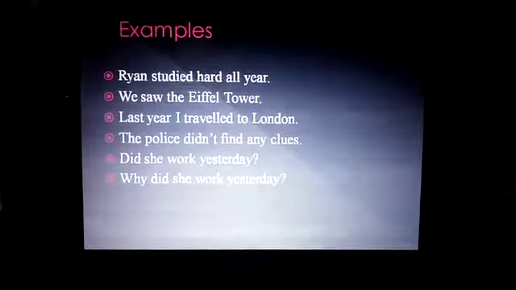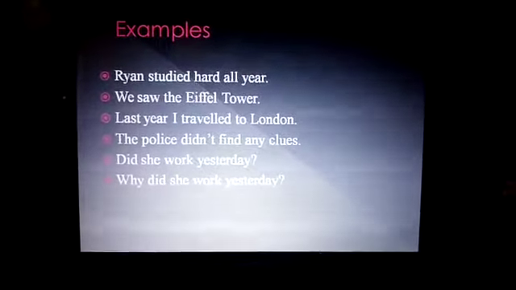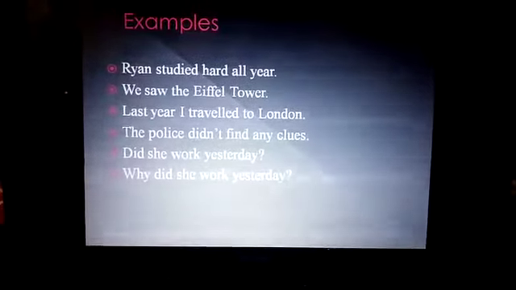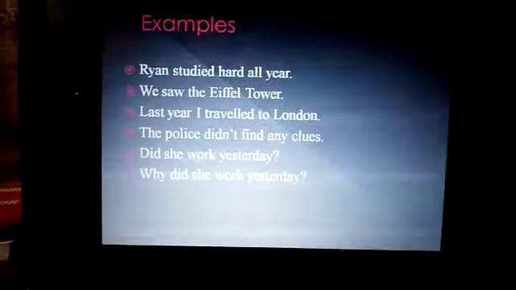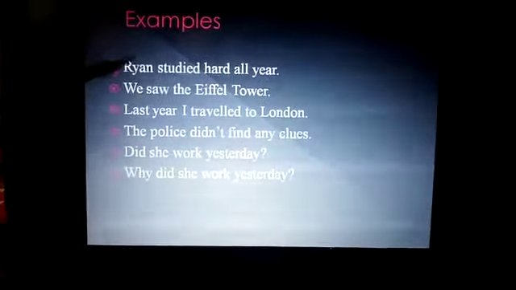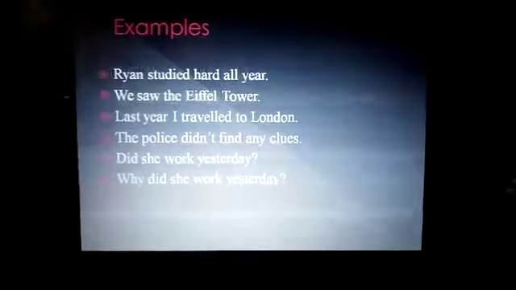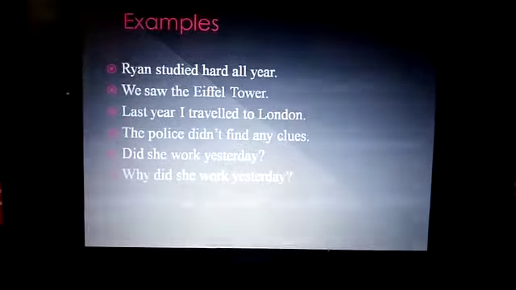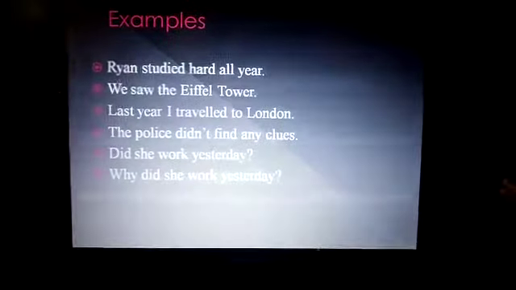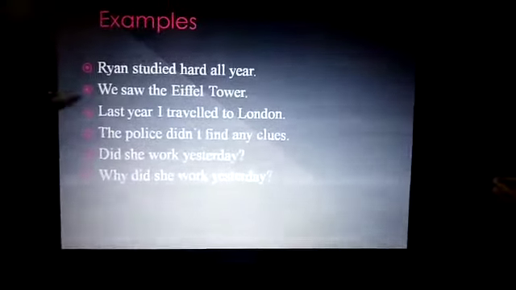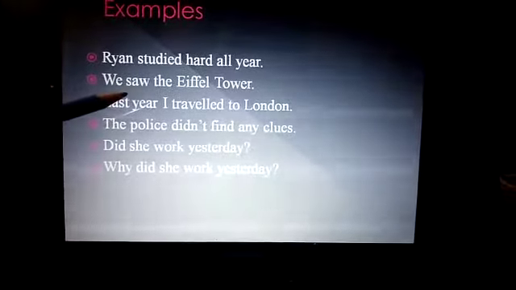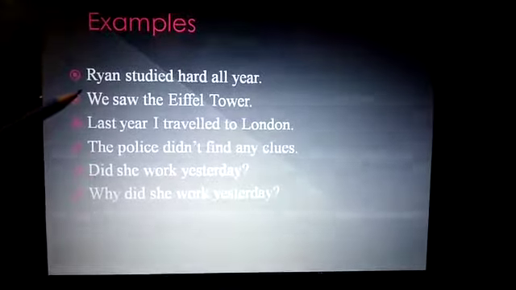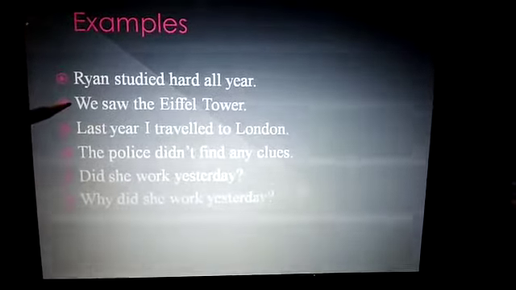Now, as you can see on the screen, the first example, Ryan studied hard all year. Now, as you can notice here, the second form of verb, studied, is used to denote that this particular sentence has happened in the past. Now, the second sentence, we saw the Eiffel Tower. Again, the second form of see is used, that is saw, to denote that the action happened in the past. Now, if we transform this sentence into negative, then how do we change it?